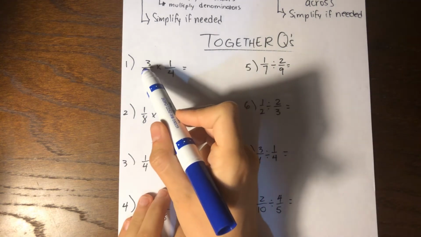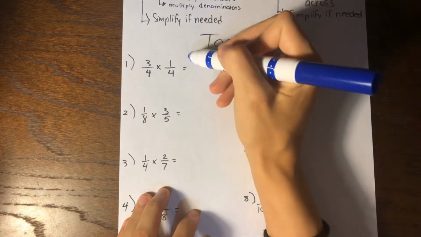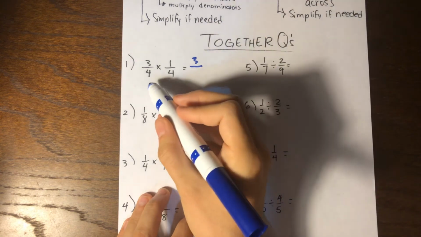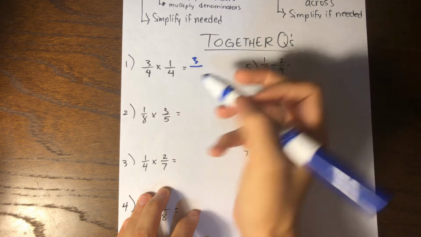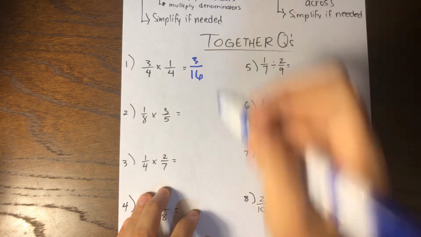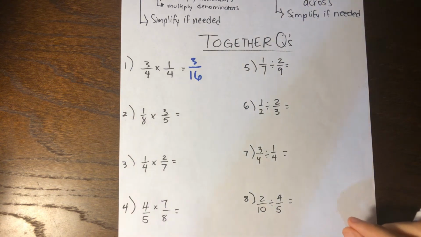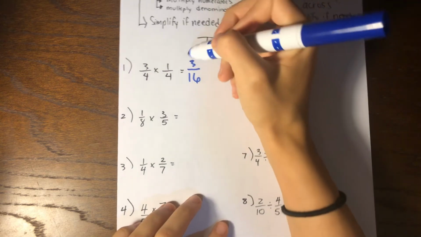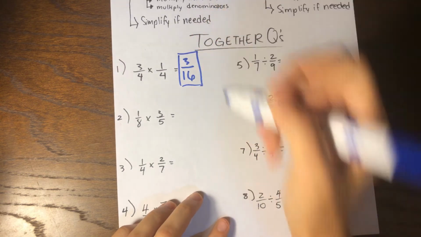So multiplying straight across, 3 times 1 is 3. 4 times 4 is 16. Okay? And then can I simplify this? Nope, I cannot. So that's my answer.